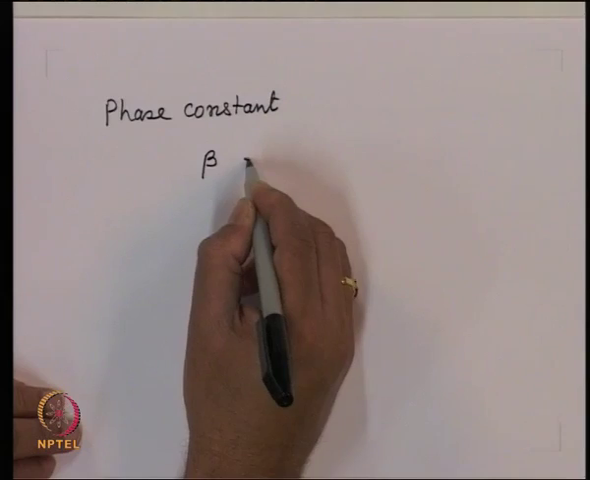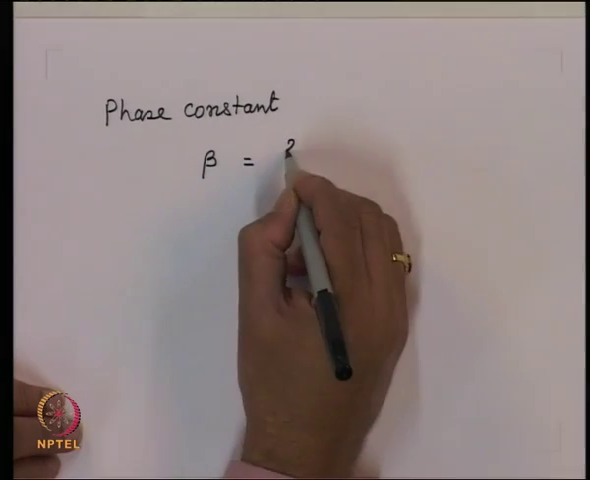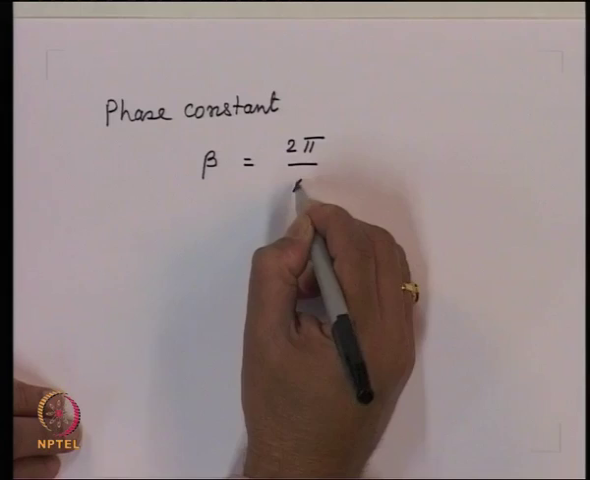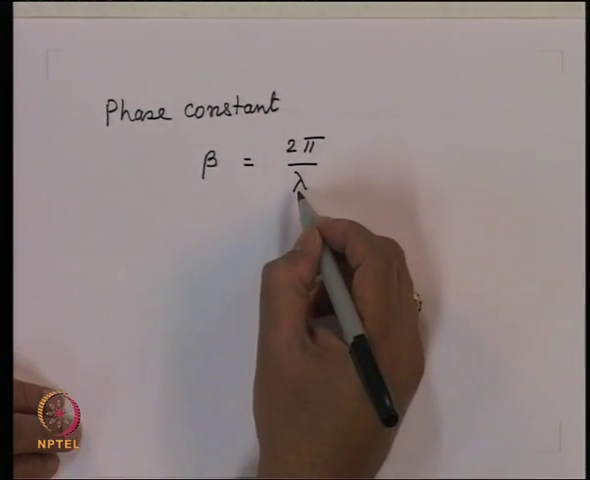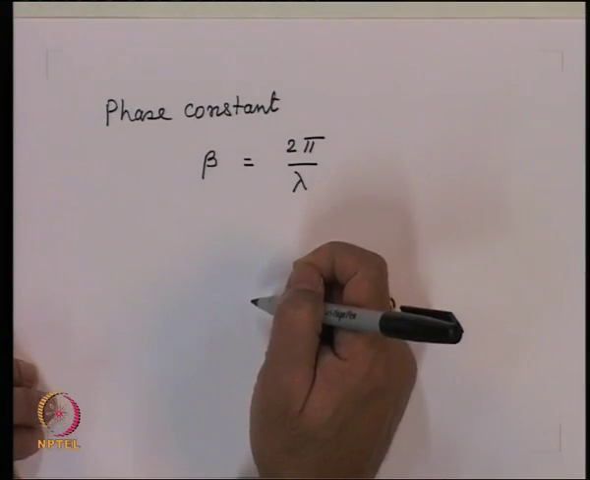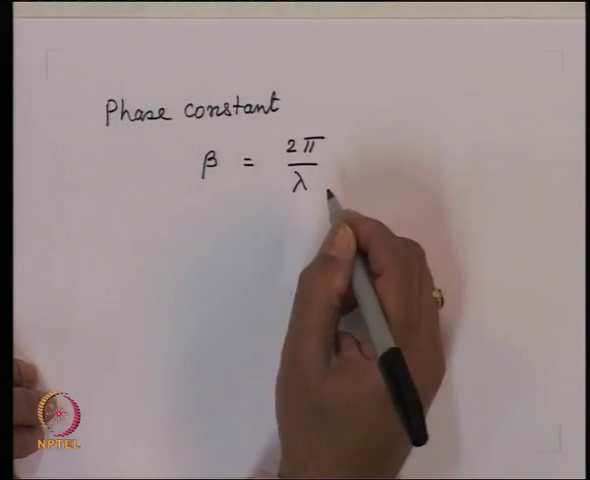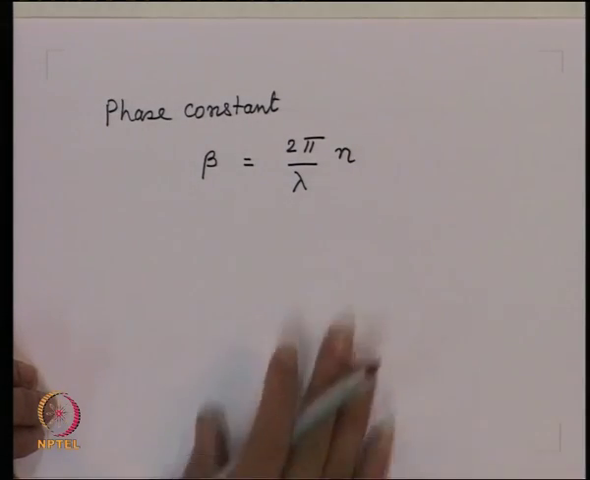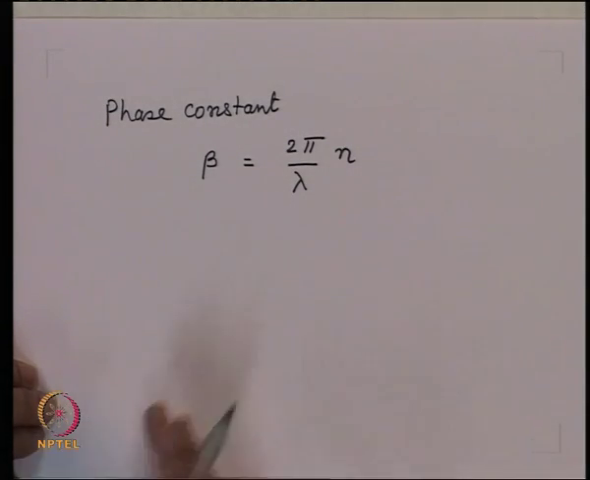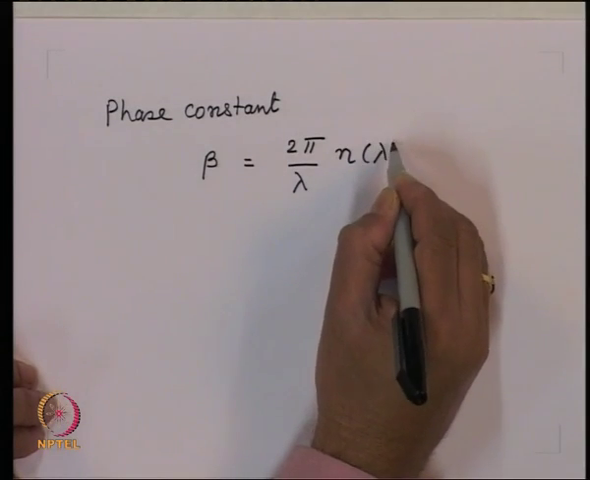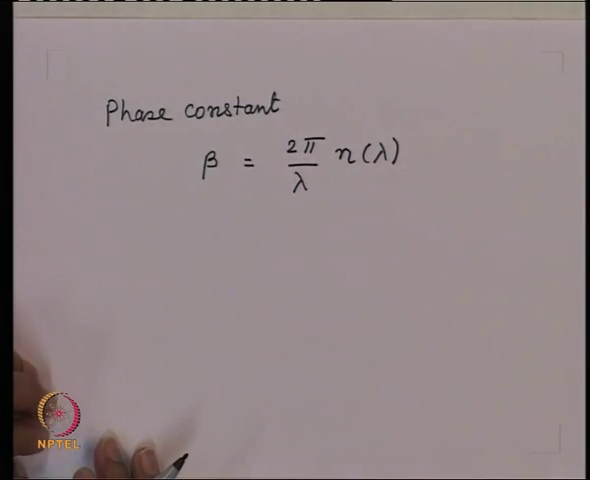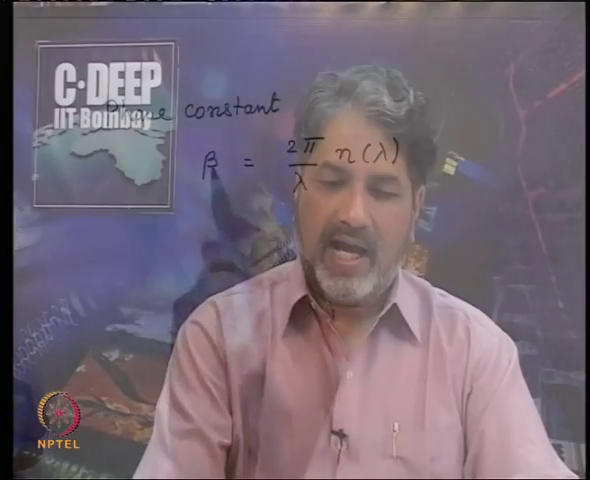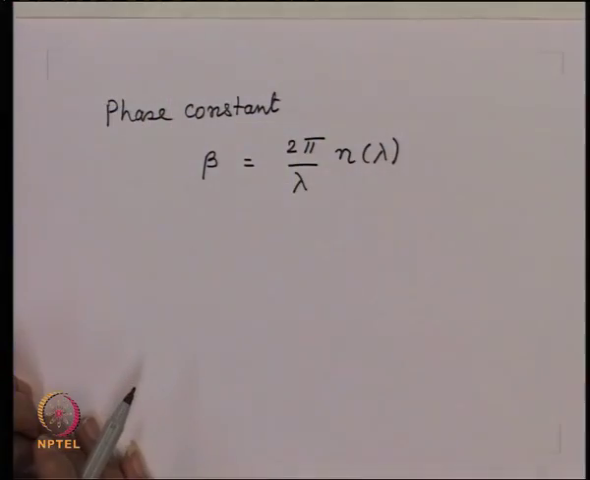So, now the phase constant for this wave, beta, will be 2 pi by lambda, where lambda is the wavelength which you measure in free space, multiplied by the refractive index of the medium. So, this is n. But now n is a function of wavelength. So, n is a function of lambda. So, now I have a variation of this phase constant, which is going to vary as a function of lambda.